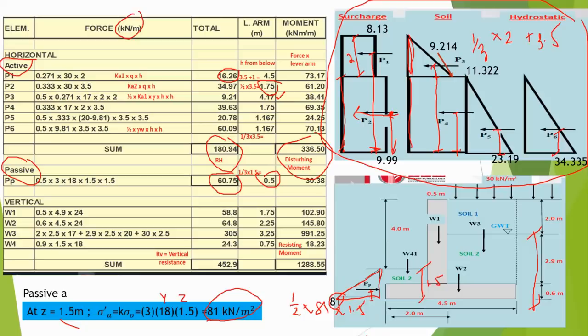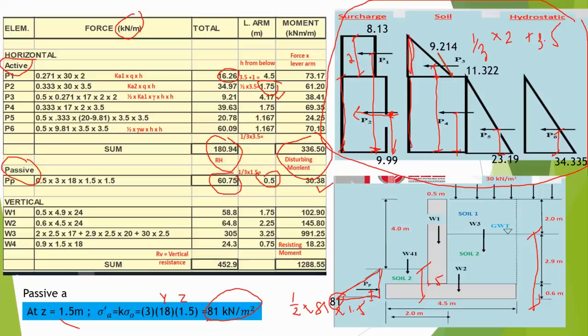Okay. And then, you calculate the moment. Force times moment arm. Total force ni the moment. So, you dapatlah 30.38 for moment passive settle. Yang moment horizontal ni ialah dipanggil disturbing moment. Okay. Lepas tu, kita cari pula vertical. Vertical element. Tadi, horizontal element kan?